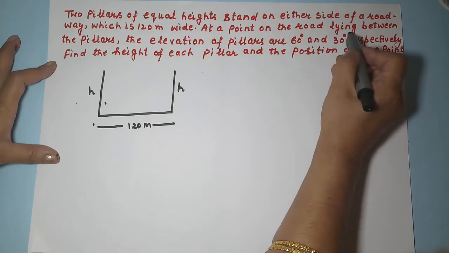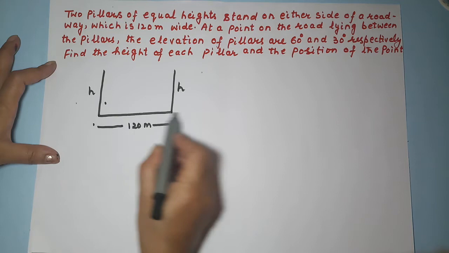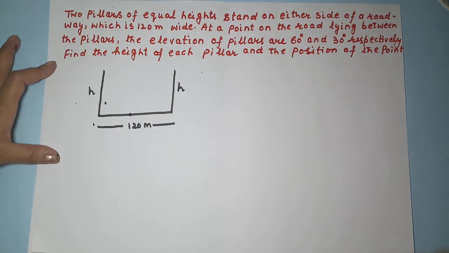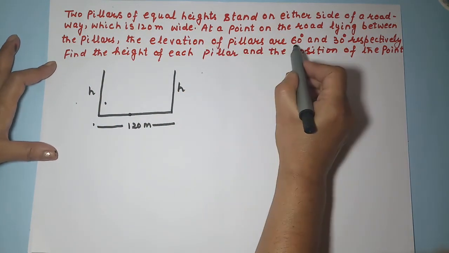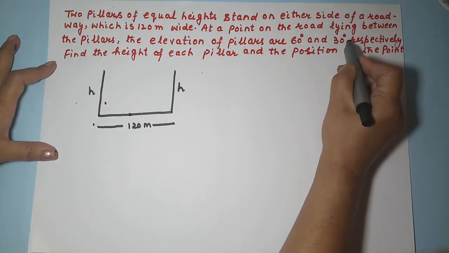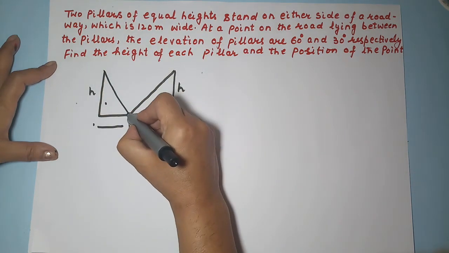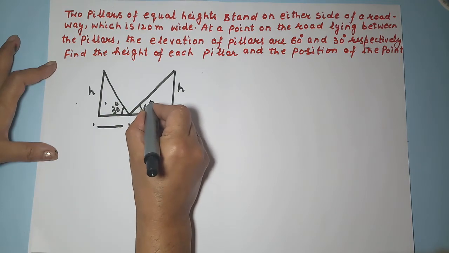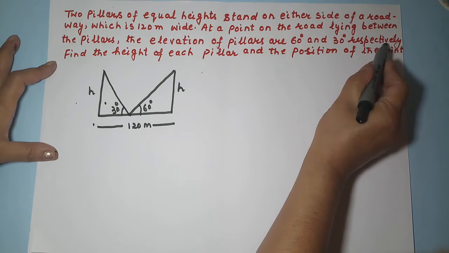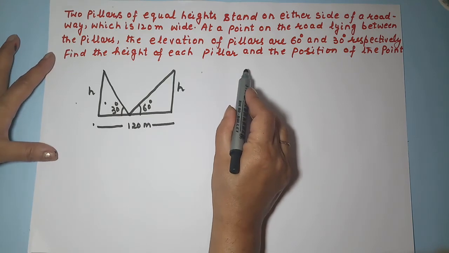At a point on the road lying between the two pillars, anywhere, he has not specified that distance, so let's take that point here. At a point on the road lying between the pillars, the elevations of the pillars are 60 and 30 respectively. Let this be 30 and this is 60. Then he is saying find the height of each pillar and the position of the point.